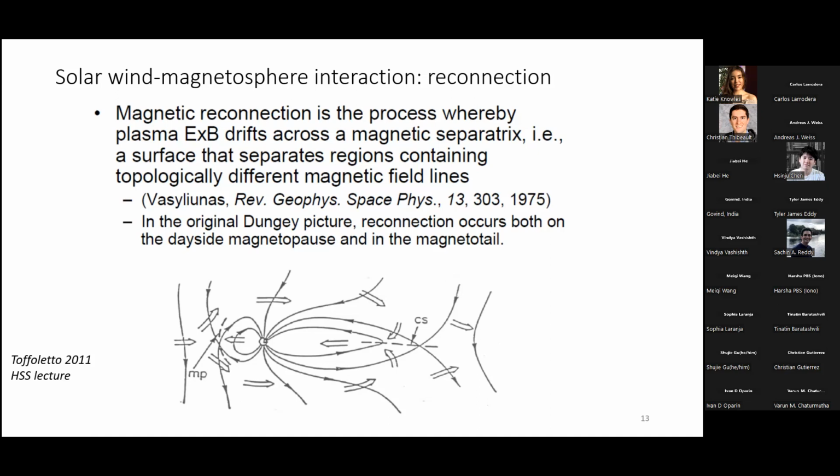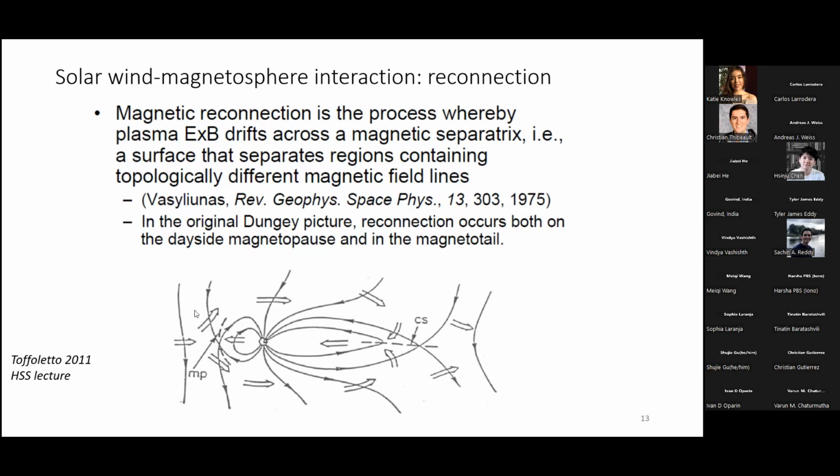But in the context of this lecture, I'll just say that magnetic reconnection, and this is from Frank Toffoletto's 2011 lecture, is the process where plasma E cross B drifts across a magnetic separatrix, which is basically a surface that separates regions containing topologically different magnetic field lines.